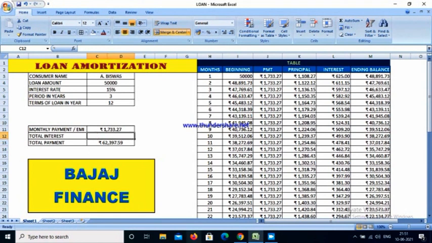And the total interest, students: click over here, put the equal to symbol, click total payment minus your total original loan amount. Press enter. So 12,397 rupees is your total interest amount, students.